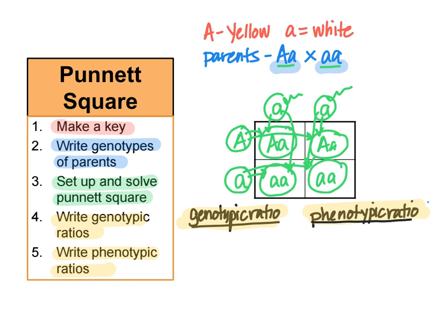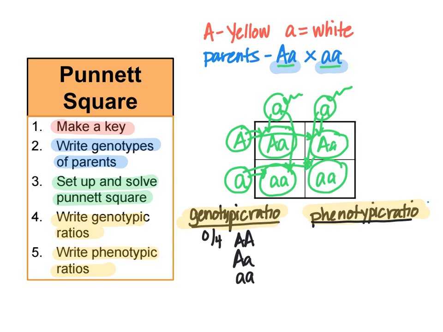Last, we're going to interpret the data in the Punnett square to find our genotypic ratios and our phenotypic ratios for our offspring. There are 3 possible genotypes for our offspring. They could be a big A big A combination, a big A little a combination, or a little a little a combination. If we look in the Punnett square, we can see that there are no homozygous dominant combinations in our offspring. 0 out of the 4 squares are big A big A.